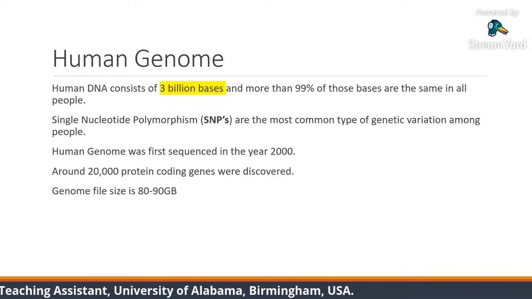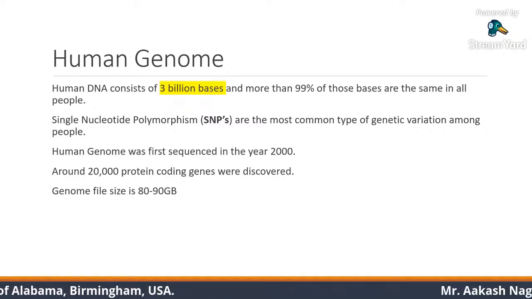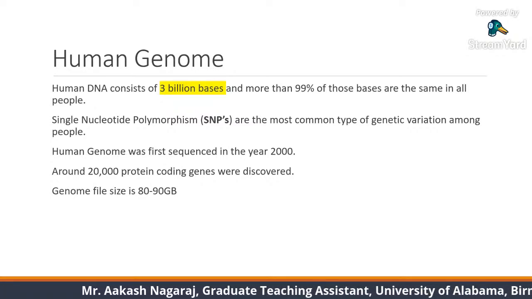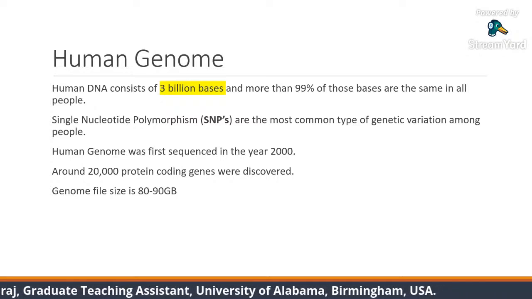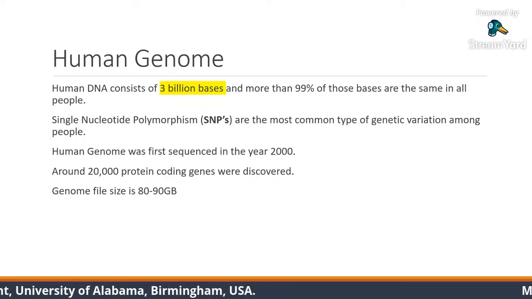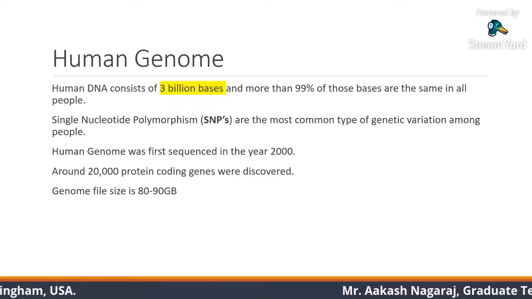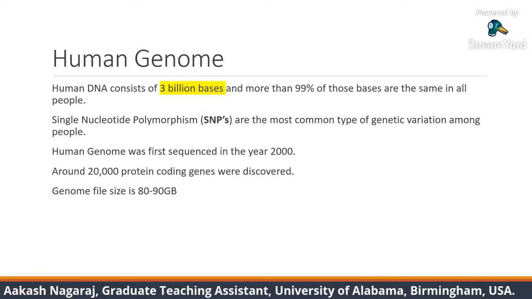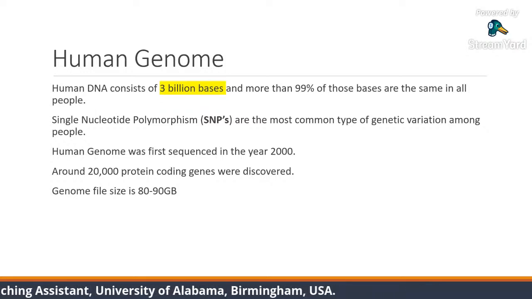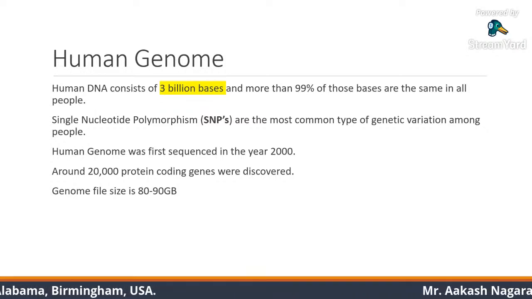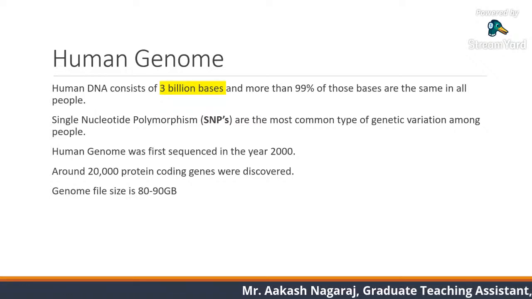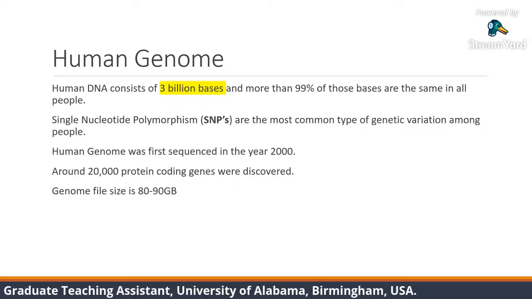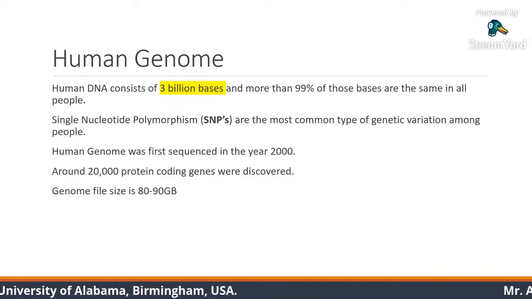So now let's look at our genome, the human genome, the size of it. So the human DNA or genome consists of a total of 3 billion base pairs, and more than 99% of the base pairs are similar in all people. There is only a slight variation in certain sections of the genome sequence, and SNPs or single nucleotide polymorphisms are a common type of genetic variation found in different people.